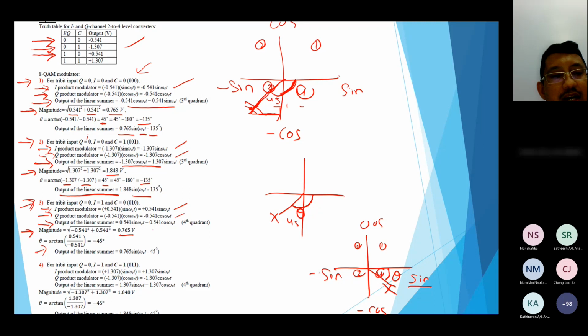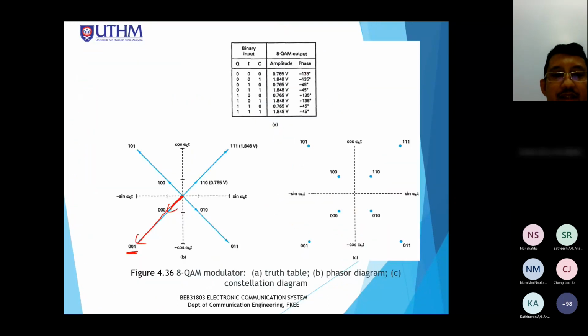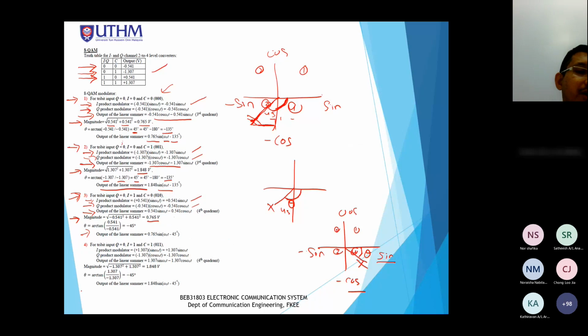So it is located at the fourth quadrant. So how does it look like in the phasor diagram? So the phasor diagram is like this. Okay, for the third input. And what about the fourth input? Last, and then we can finish.